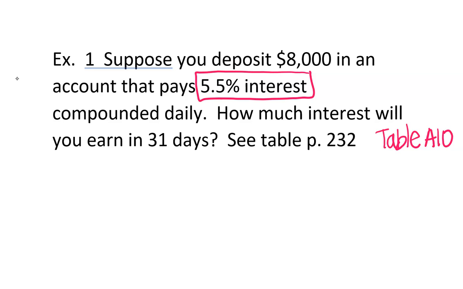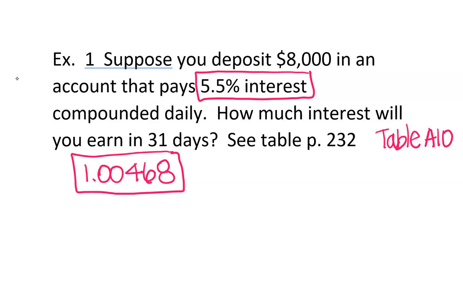So what we do first is we look at the table at the top and we look at 31 days. The amount that follows that is 1.00468. So you have to have that in your work. What we're going to do after that is multiply it by 8,000. The reason that you don't have to do 5.5% interest is because it incorporates the interest rate and the days all into one number, which is the one that I have in the box.